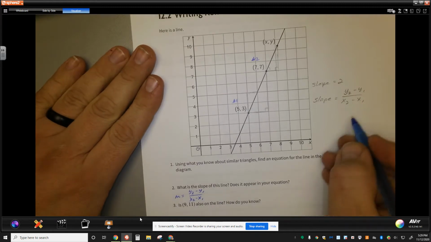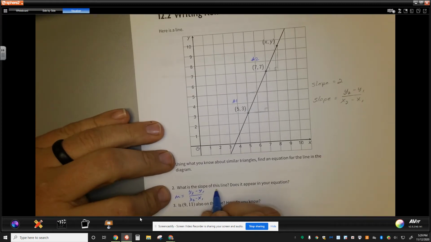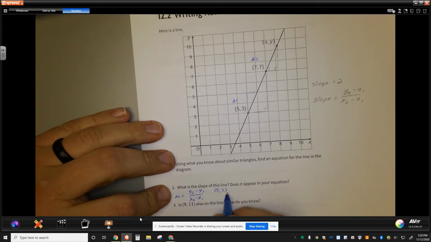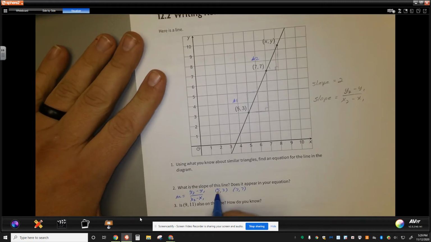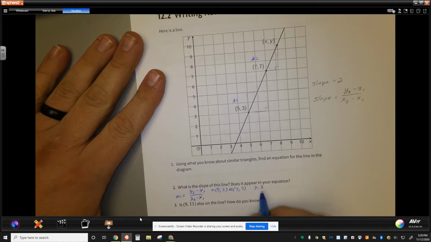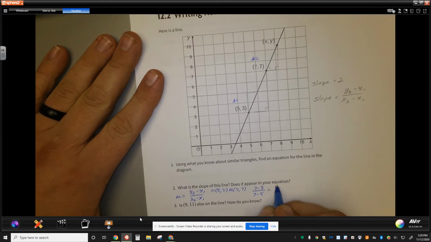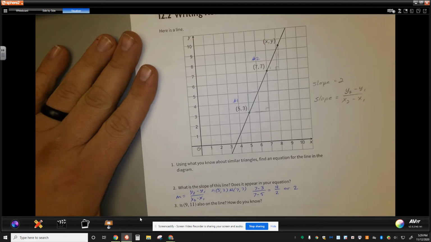And then we're going to substitute values in here. So we see the ordered pairs of 5, 3 and 7, 7. So let's go ahead and substitute now. 5, 3 was our number 1 for 2. So we're going to go 7 minus 3 and then 7 minus 5. So the change in y over the change in x. And we go ahead and simplify. 4 divided by 2, or simply 2.